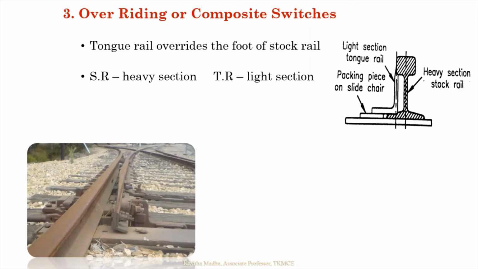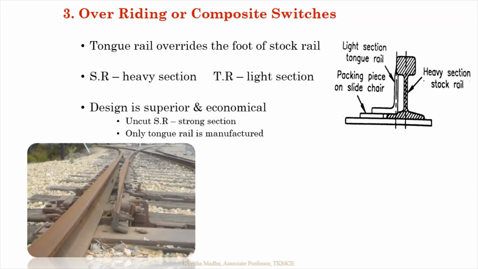The tongue rail in this type rides over the flange of the stock rail. Such switches are termed as overriding switch. Design is superior and it's more economical. Only the tongue rail portion is manufactured separately.